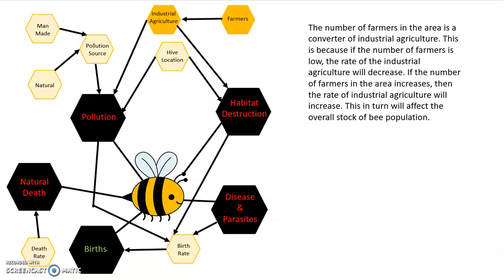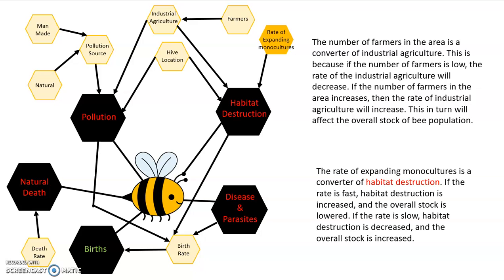The number of farmers in the area is a converter of industrial agriculture. This is because if the number of farmers is low, the rate of industrial agriculture will decrease. If the number of farmers in the area increases, then the rate of industrial agriculture will increase. This in turn will affect the overall stock of bee population.